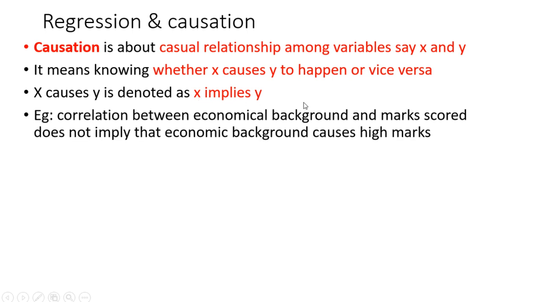A good example of this is if you see the graph of economic background and marks. If the economic background is more or less, it does not really impact the mark score. So basically there is no correlation between the economic background and mark score.